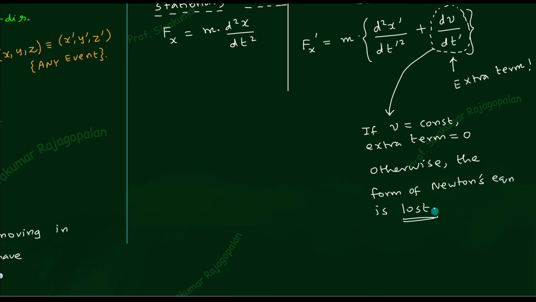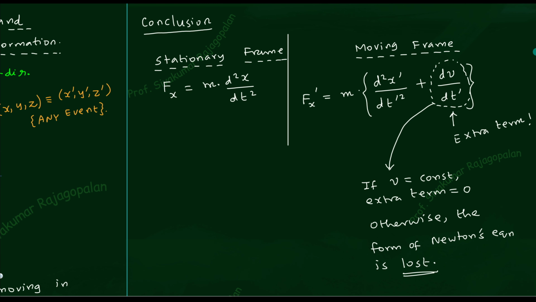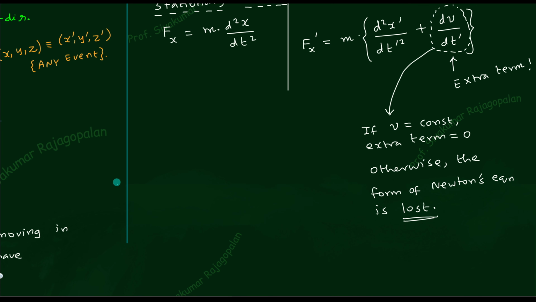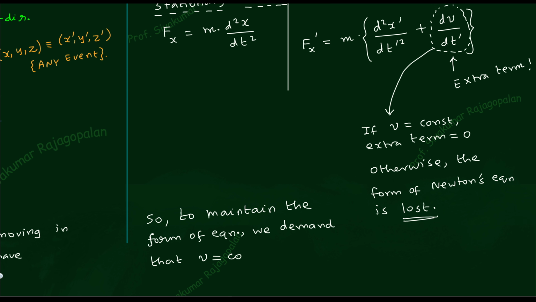Because of the extra term, I will write here therefore: to maintain the form of the equation, we demand that the velocity should be a constant. So now only the condition of demanding comes. That is a place where you have to give your attention. You are going to demand that v has to be a constant. Now only it is clear.